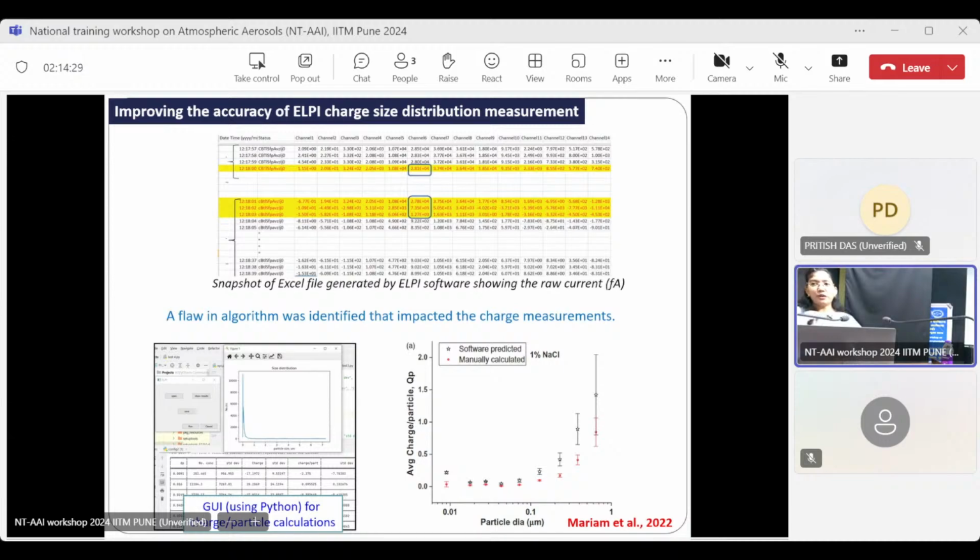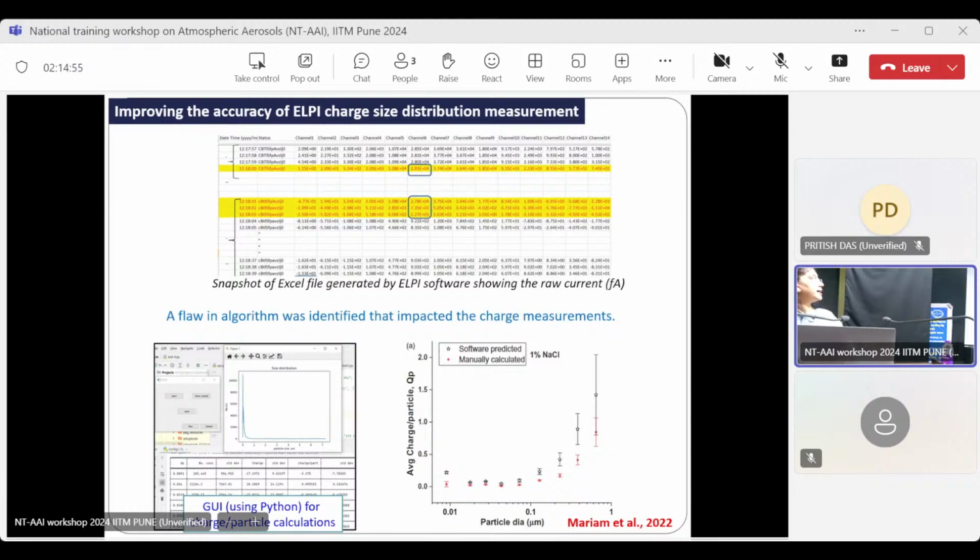So as I told, there are two modes: charger on and charger off. By toggling it, like charger on for, for example, 20 seconds and charger off for 20 seconds, we will get both pieces of information, number as well as size. And when you divide, what will you get? Charge per particle. Okay. So for the charge per particle, this is the Excel sheet. Again, we will show this to you.